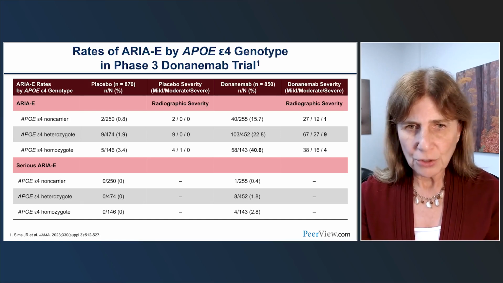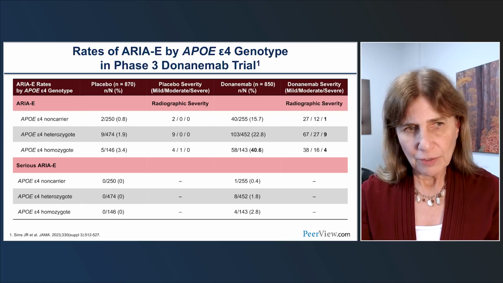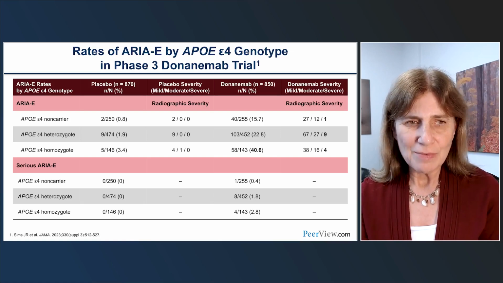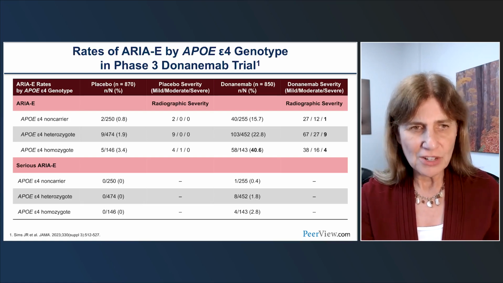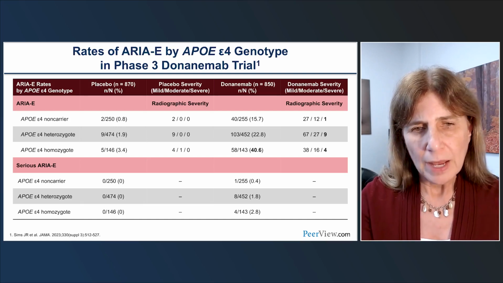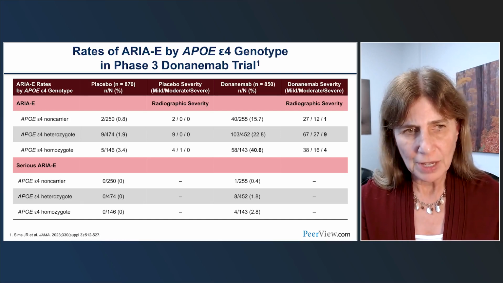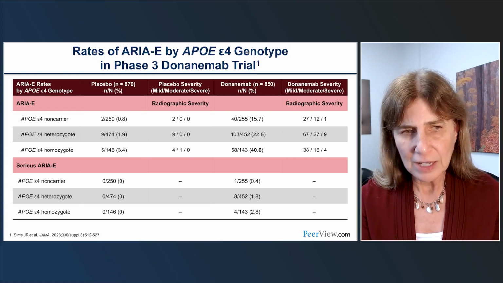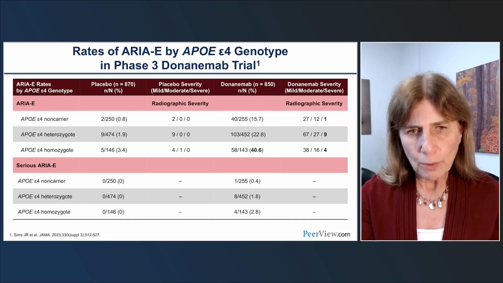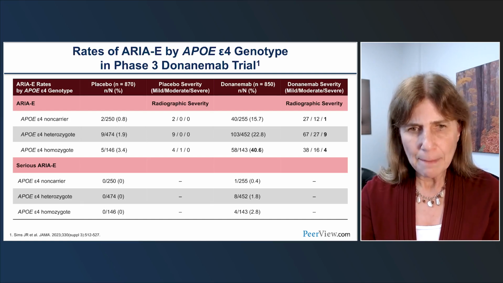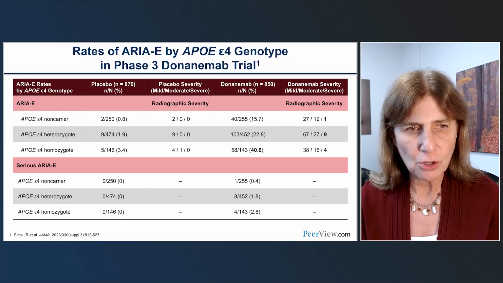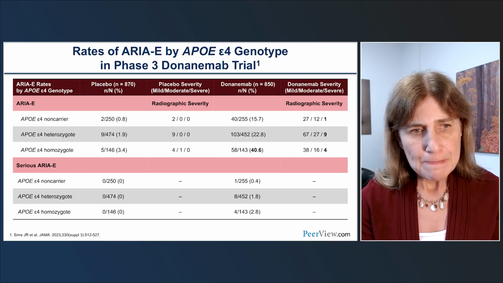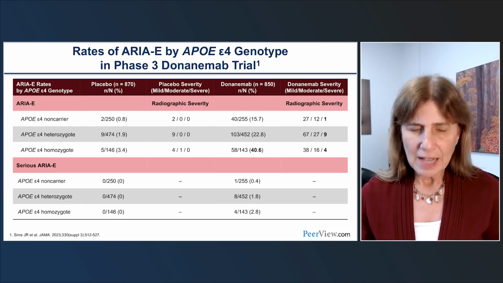And if we look in this third column, there is a 15.7% rate of ARIA-E in APOE4 non-carriers, going up to 22.8% in heterozygotes and 40.6% in homozygotes. So this is about twice the rate as what we saw in lecanemab, but the same pattern of increase based on APOE4 carrier status. And then we don't have exactly comparable data.